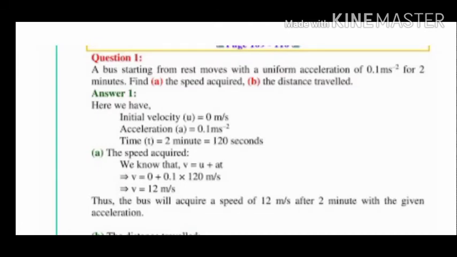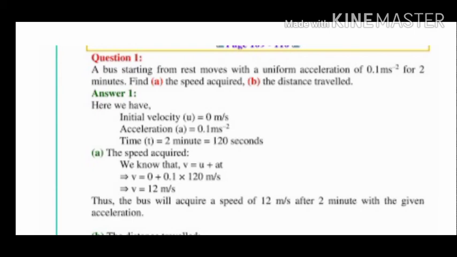Now, let us check a problem. A bus starting from rest moves with a uniform acceleration of 0.1 meter per second square for 2 minutes. Find the speed acquired and the distance traveled. Here we have initial velocity u equal to 0 meter per second, and acceleration is 0.1 meter per second square. Time is equal to 2 minutes, and here we have to convert it into seconds, that means 120 seconds.